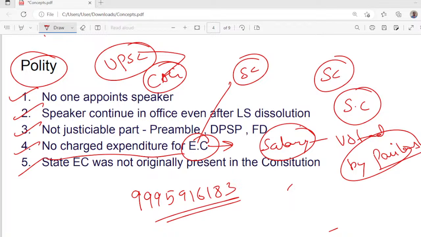How many fundamental rights are you sending, yaar? Omkarji: fundamental rights, justiciable part of the Constitution. Surya is saying, Aromal is saying, very good. Okay, now only I'm saying that.